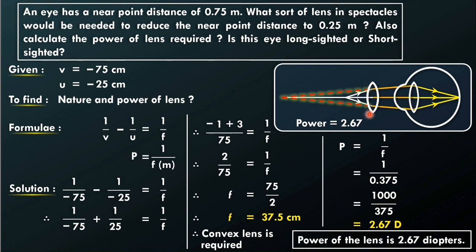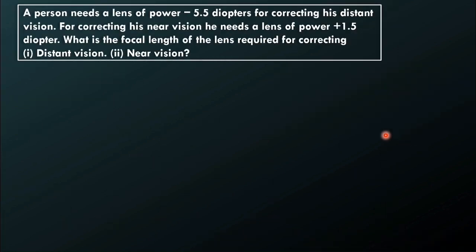Okay guys, etia question number 5 to swa. A person needs a lens of power minus 5.5 diopters for correcting his distant vision. Okay. So for correcting his near vision, he needs a lens of power plus 1.5 diopter. So what is the focal length of the lens required for correcting his distant vision and near vision?